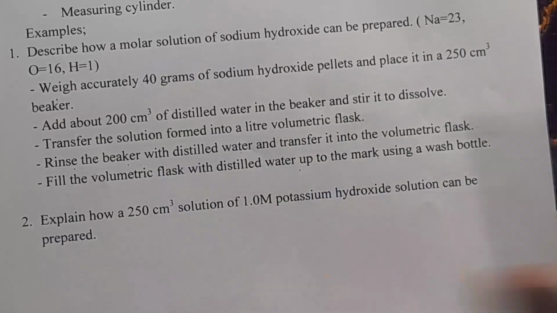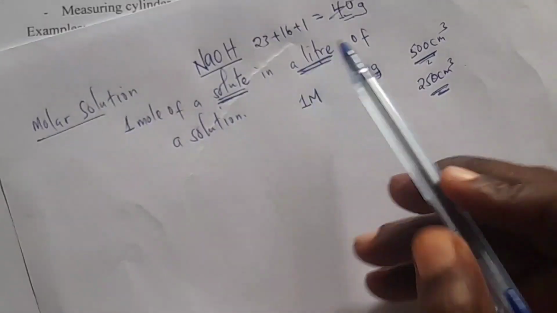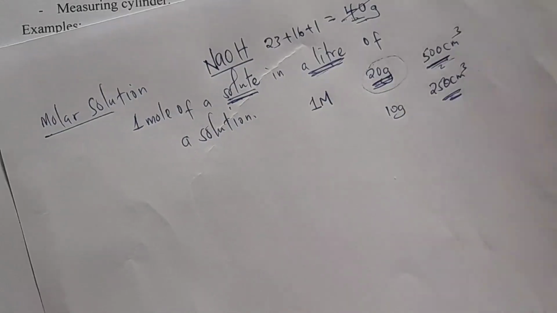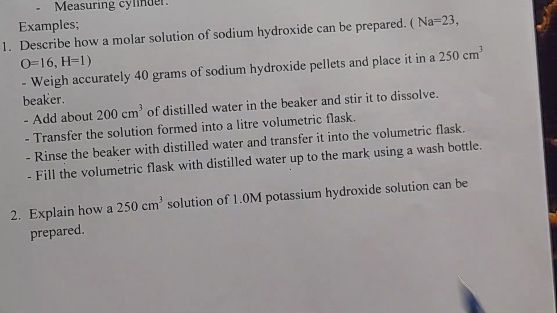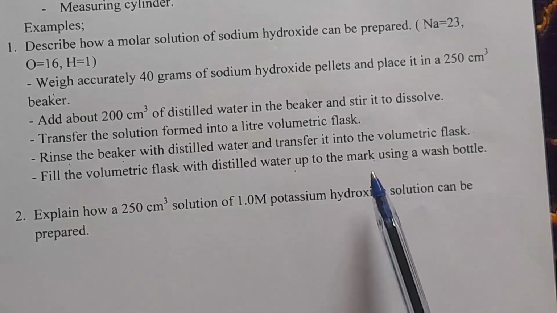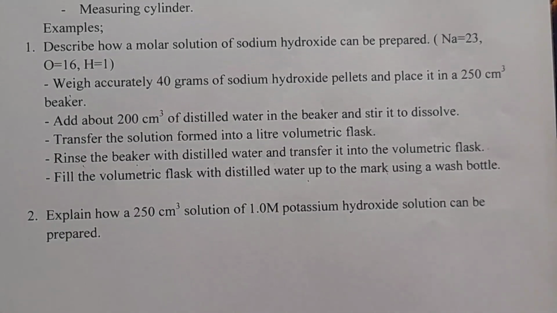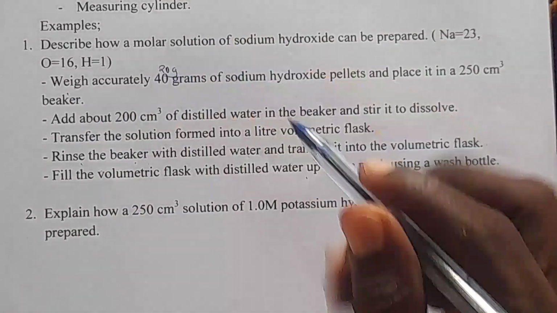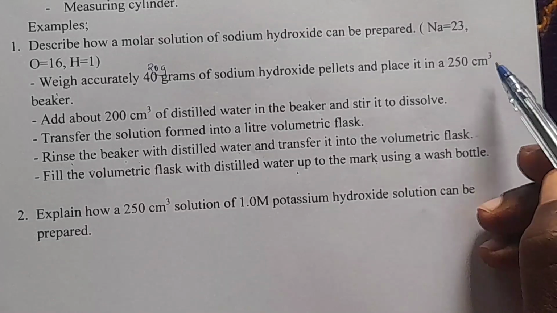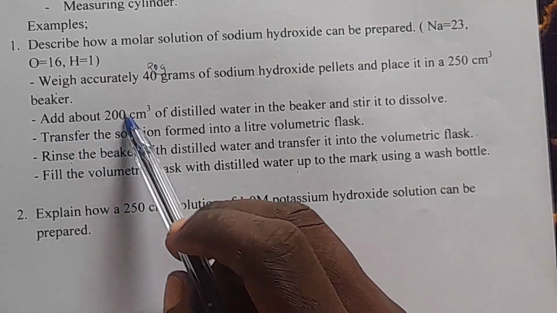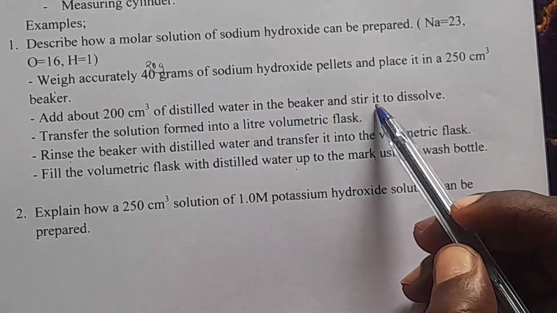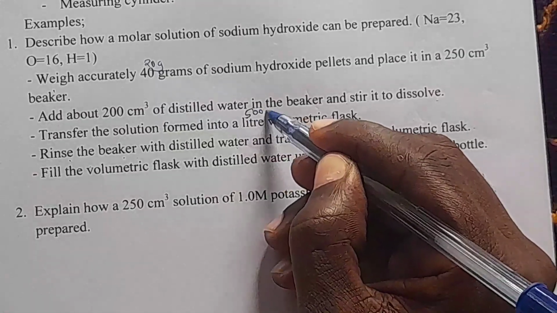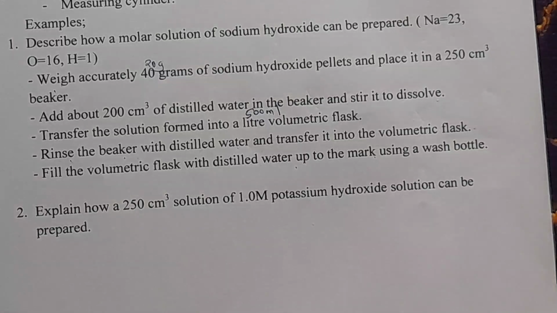Before we go to question 2, if you are using the other option of taking 20 grams of sodium hydroxide pellets and dissolving in 500 centimeter cube, we go back to the procedure and change only some small parts, because the procedure I gave you here is the general procedure of preparing molar solutions. Weigh accurately 20 grams of sodium hydroxide pellets and place it into a 250 centimeter cube beaker. Then add about 200 centimeter cube of distilled water in the beaker, then stir to dissolve. Transfer the solution formed into a 500 centimeter cube or 500 ml volumetric flask. That's what we are going to say there.